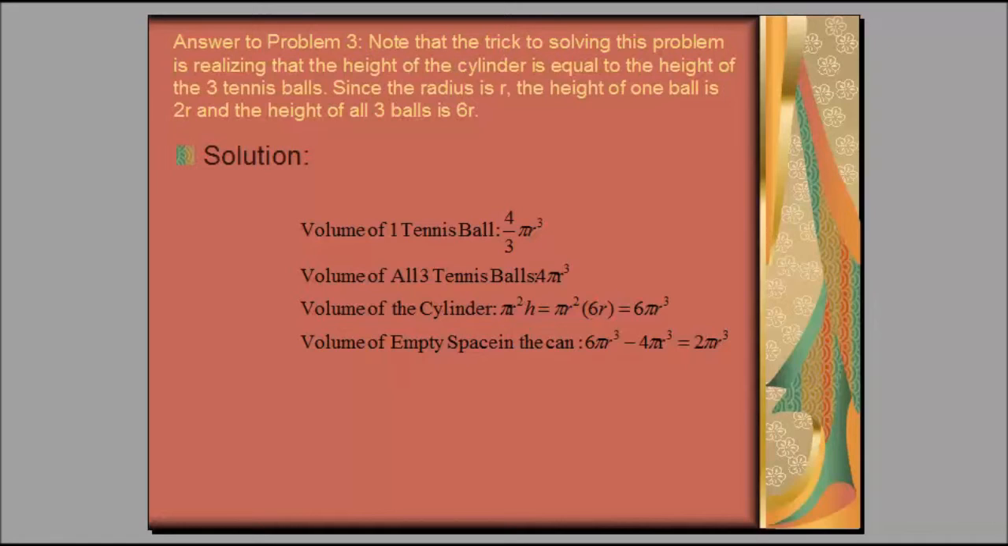The volume of empty space in the can is the volume of the cylinder, which is 6 pi r cubed, minus the volume of all 3 tennis balls, which is 4 pi r cubed. Doing the subtraction gives a result of 2 pi r cubed.